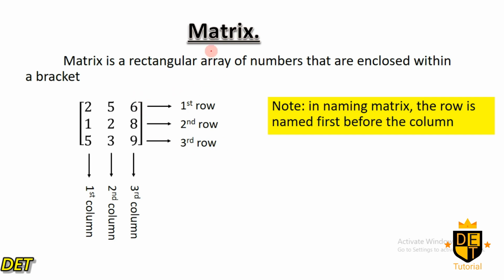Alright, so like I mentioned before, a matrix is a rectangular array of numbers that are enclosed within a bracket. So this is an example of a matrix. It's a collection of numbers that are enclosed within a bracket. Again, this matrix is a 3 by 3 matrix. It means that it contains 3 rows and 3 columns.